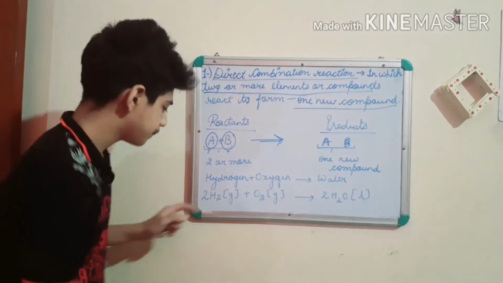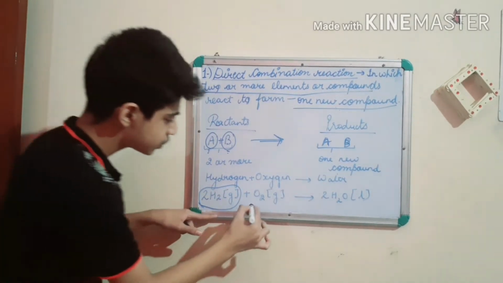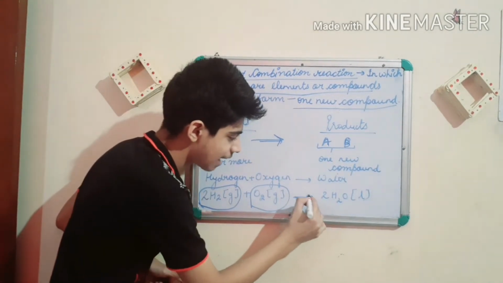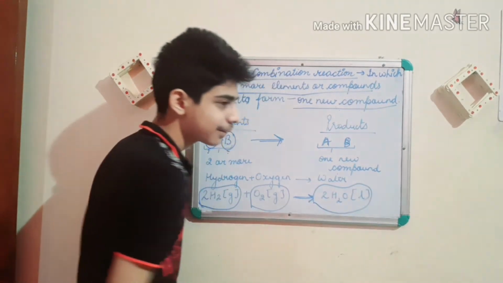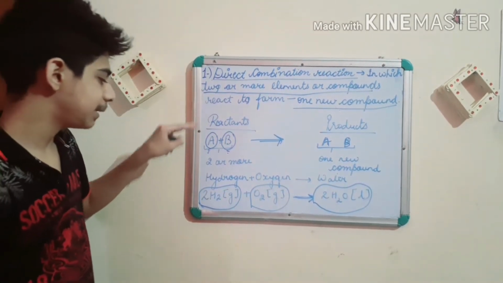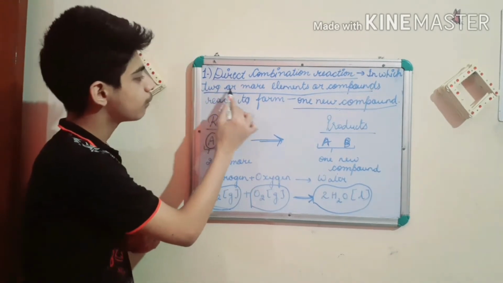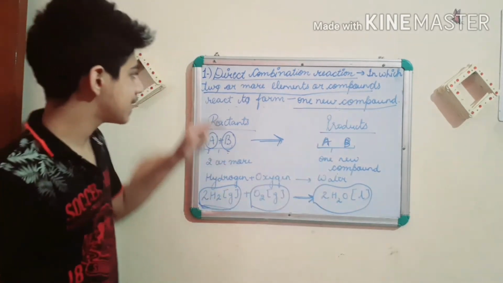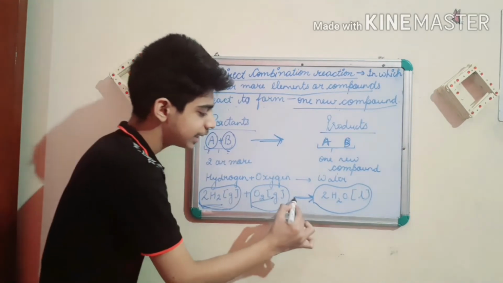Now for example, 2H2 gas plus O2 gas, hydrogen plus oxygen, when they react, they form a simple compound, that is water in liquid state. So here, this first example is complete. Please take care that when two or more elements or compounds react, they form one new compound. This is an example of direct combination reaction. 2H2 plus O2 will give you water.